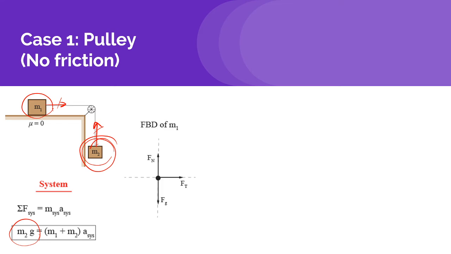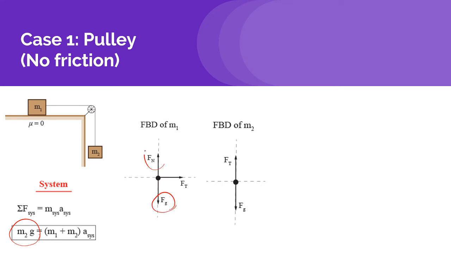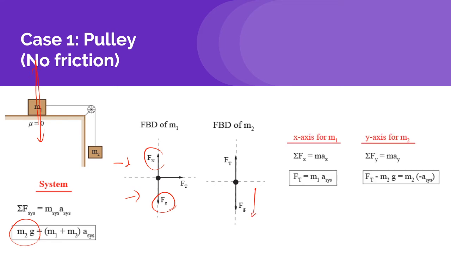And if you would like to know the tension, or later on maybe friction, then what do we need to do? We need to look at individual objects, and you draw your individual free body diagrams. So the first object is going to have tension, right? Normal force up, Fg goes down. But since there's no motion in the up and down direction, those two forces are going to be equal. But since the second object is going down, Fg is supposed to be greater than Ft.